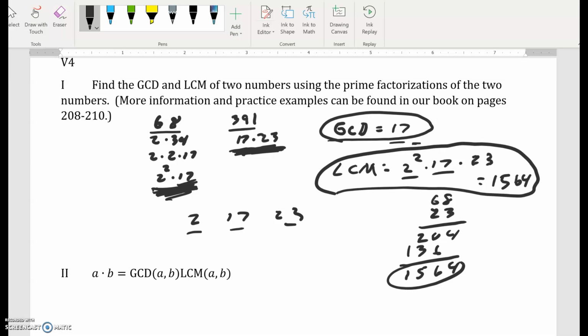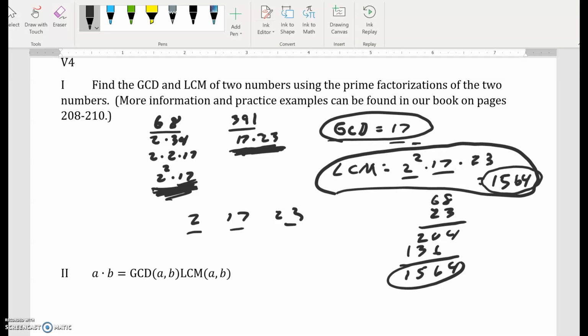I'll try it one more time. 17 is the biggest natural number that divides into 68 evenly. It goes in 4 times, and it divides into 391 evenly without a remainder, and it goes in 23 times. On the other hand, 1,564 is the smallest number that 68 divides into evenly, and 391 divides into evenly.